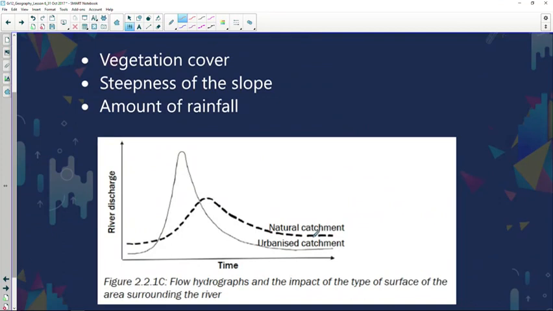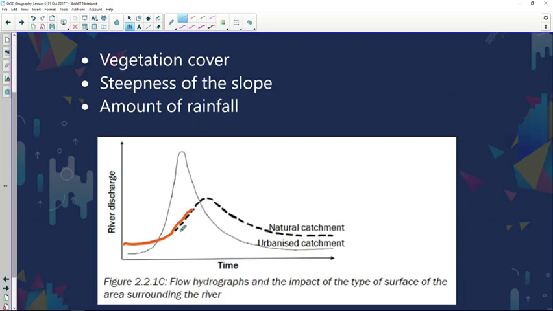Now I'm quickly going to show you this graph over here. As you can see, there's a natural catchment area. Now keep in mind, it started to rain. Now with natural areas, what happens? There's going to be build-up and discharge, but most of the water is going to infiltrate because of the vegetation cover and maybe because of gentle gradients.